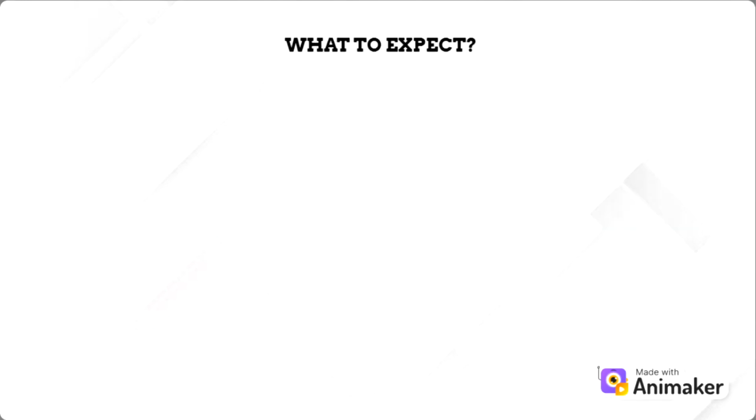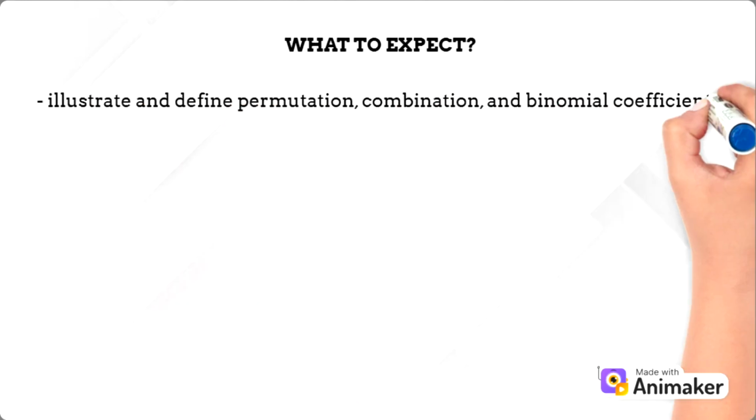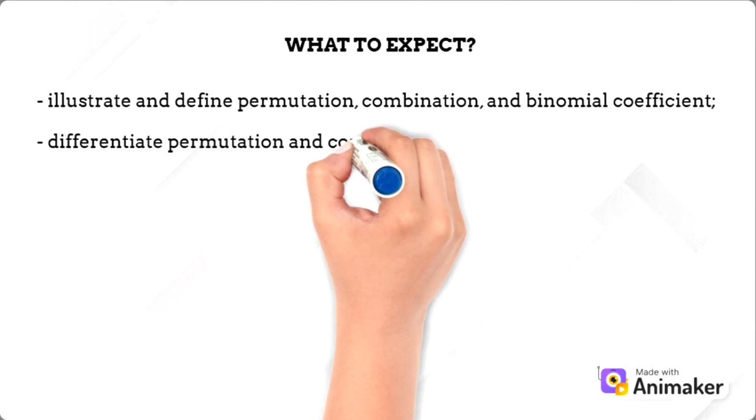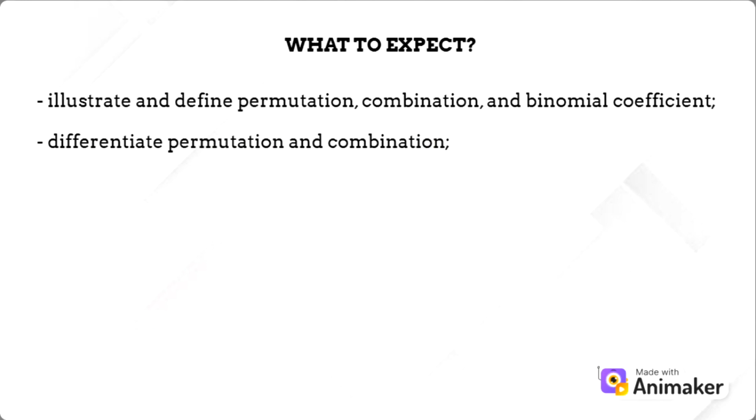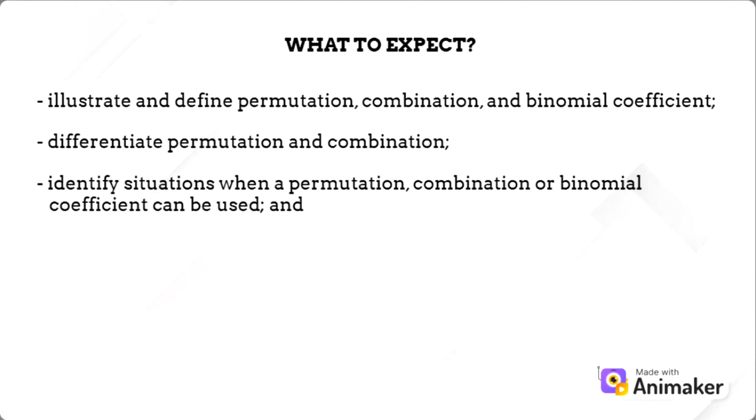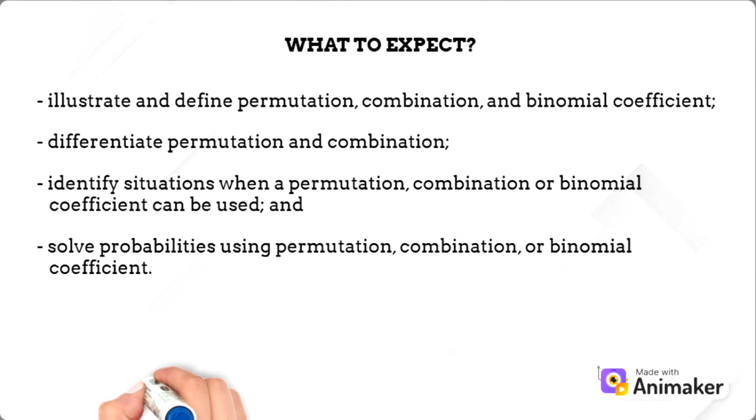We will be discussing permutation, combination, and binomial coefficient. In this presentation, expect that you will learn how to illustrate and define permutation, combination, and binomial coefficient, differentiate permutation and combination, identify situations when a permutation, combination, or binomial coefficient can be used, and solve probabilities using permutation, combination, or binomial coefficient. To start, let us analyze these two statements.